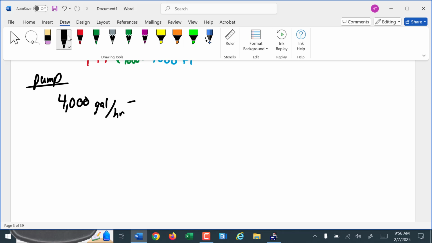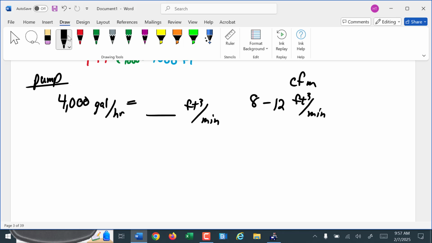Most pumps are rated in what units? CFM. CFM stands for cubic feet per minute. A good industrial pump is usually between 8 and 12 cubic feet per minute. So if you're looking at this 4,000 gallon per hour pump, sounds like a pretty good volume, but is that a good pump?